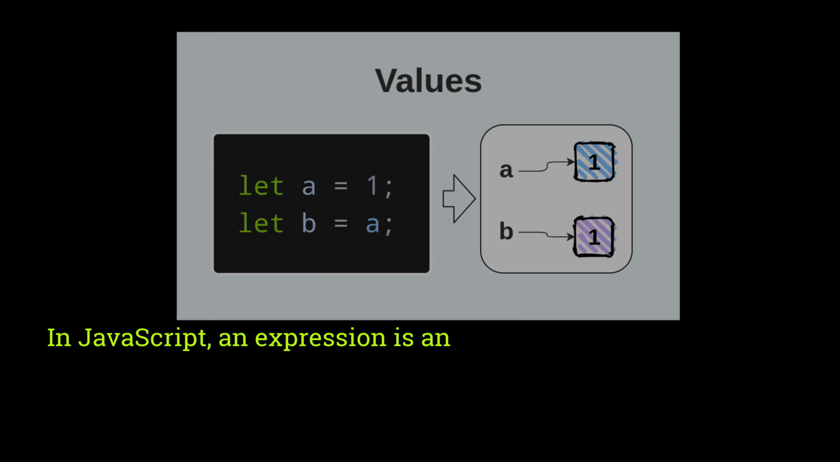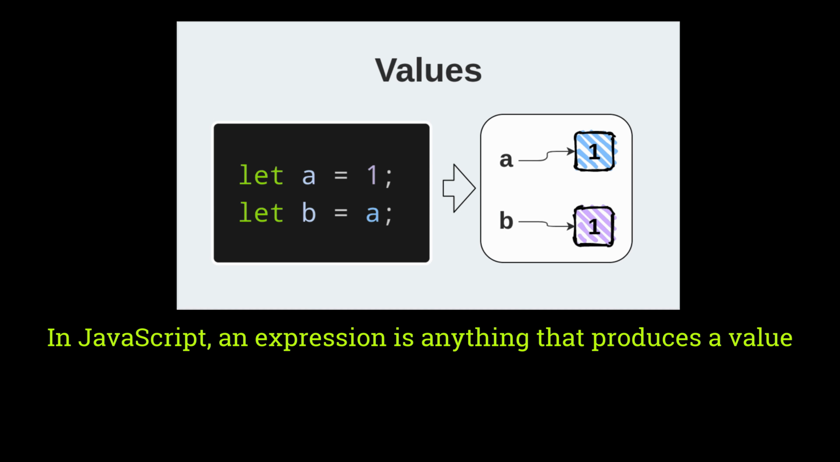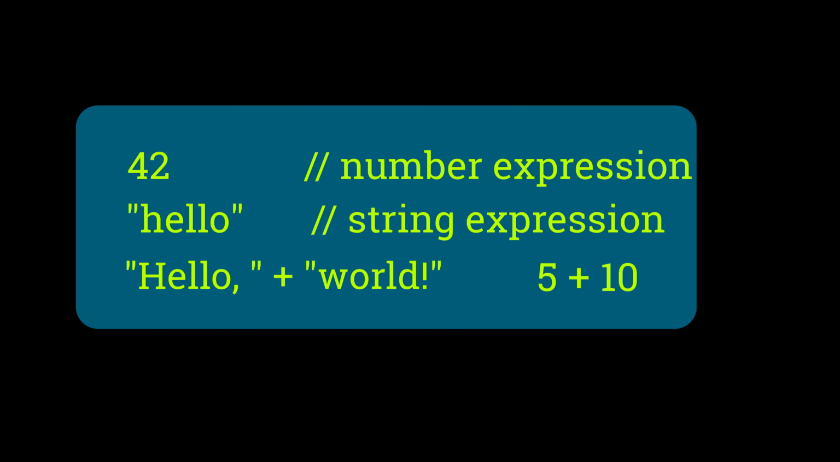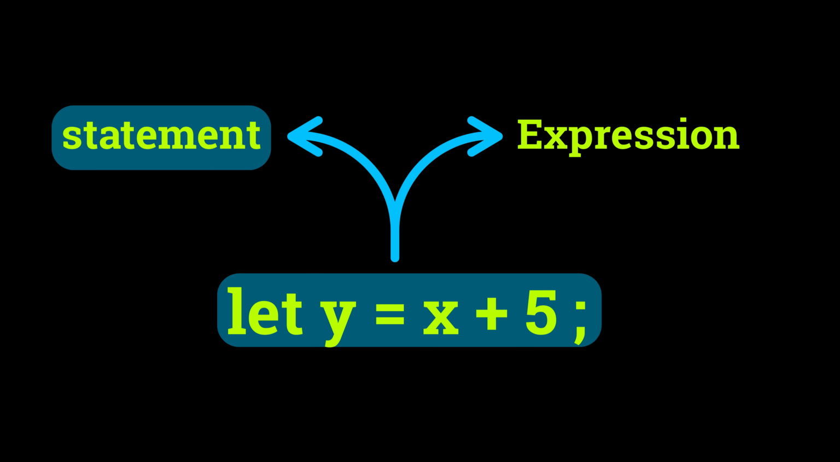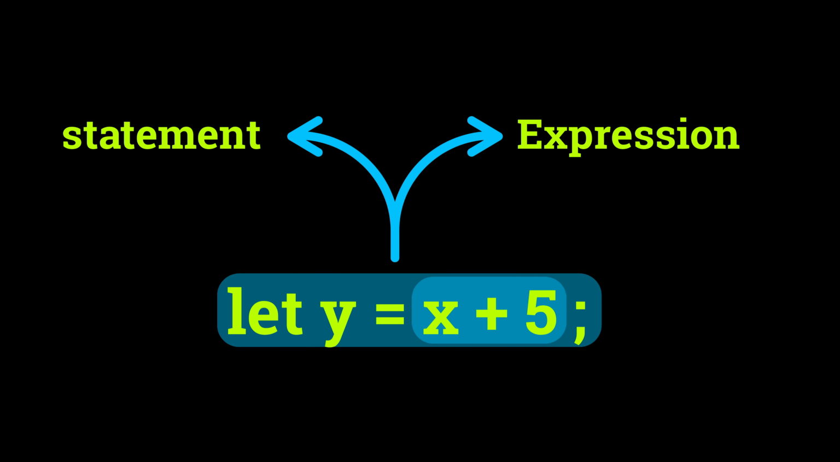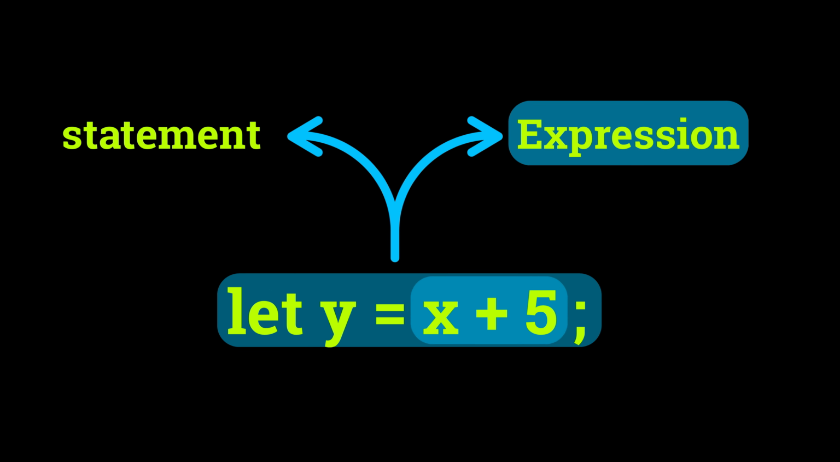So, let's get started. In JavaScript, an expression is anything that produces a value. It can be a simple value like a number, a string, or something more complex. Here, 10 is an expression, and x plus 5 is also an expression, because both give us values. Remember, a full instruction is a statement, and the value in that statement is an expression.